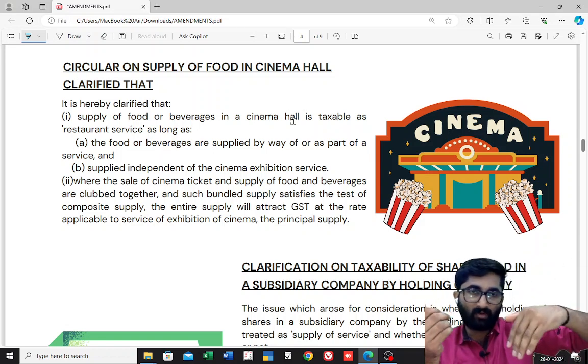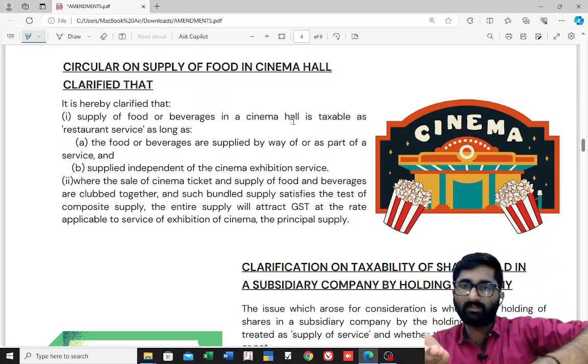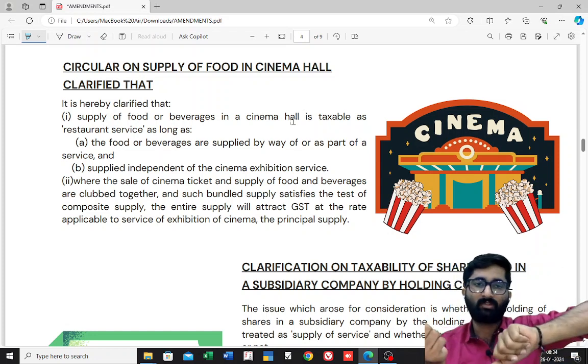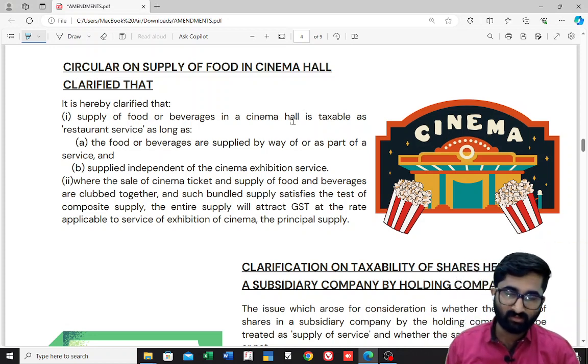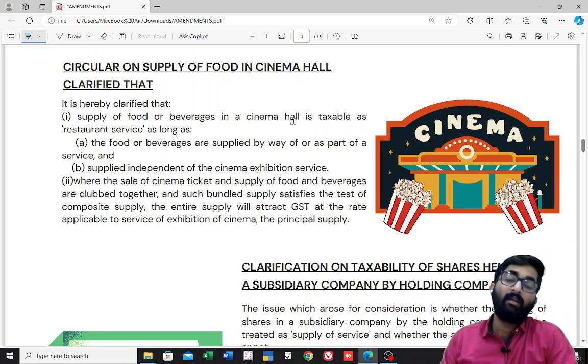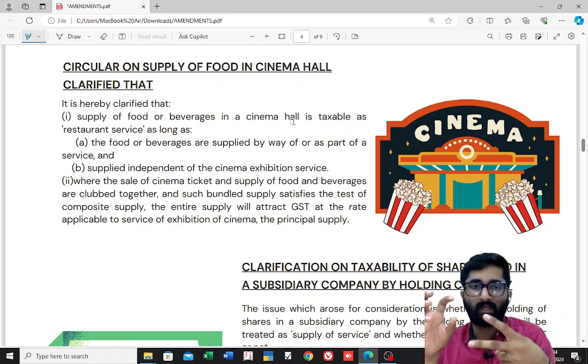Outside the cinema hall, there will be popcorn, they will sell some drinks, or there might be some chicken stall, there might be some paneer tikka, all these things. So this will be there, they will be preparing there. Now, there are 2 scenarios. I will explain the 2 scenarios differently.